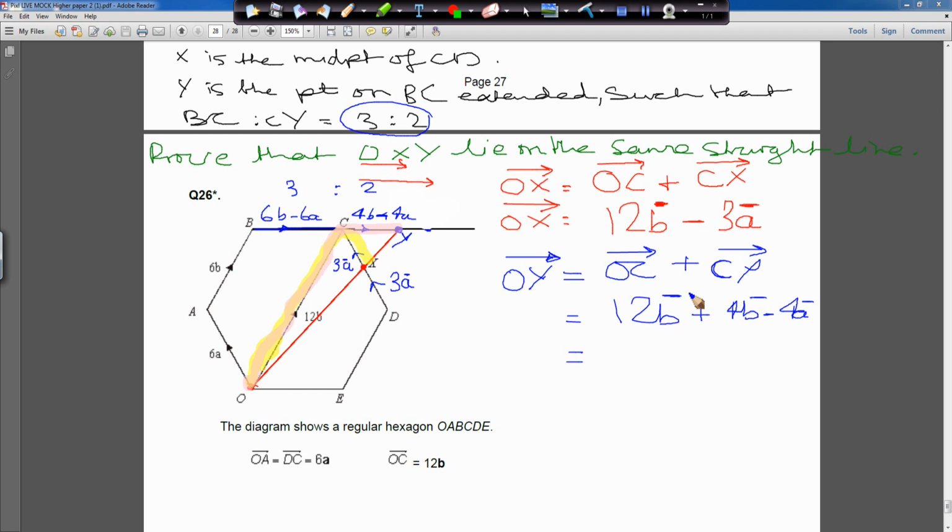Now we need to simplify this, like terms to like terms. We have 12b, add 4b, that will give you 16b, and that will give you minus 4a.